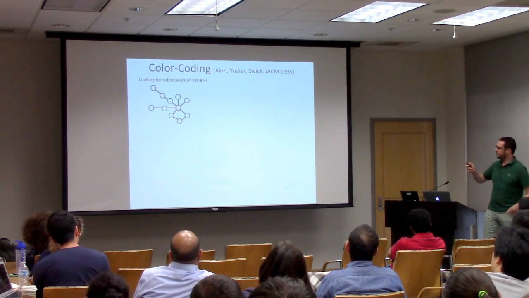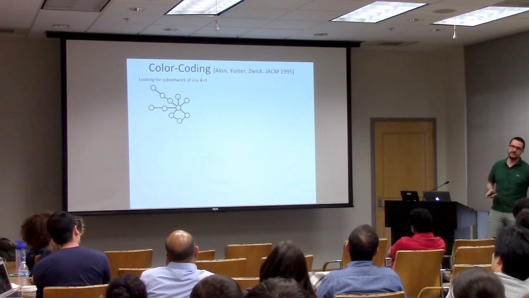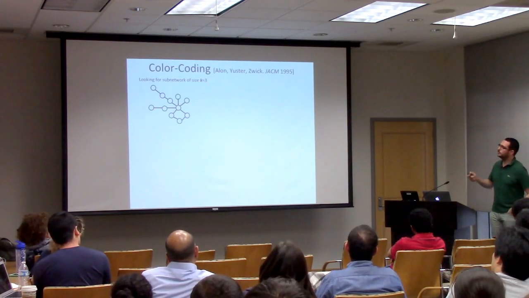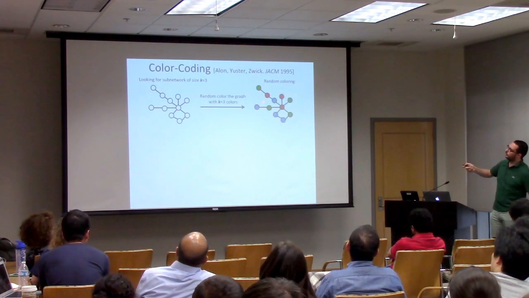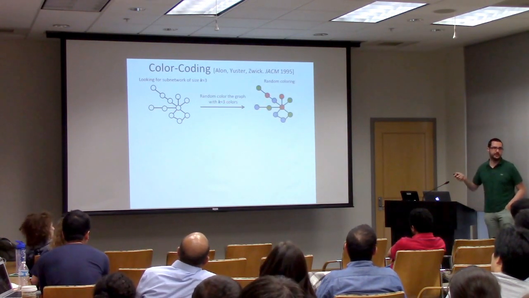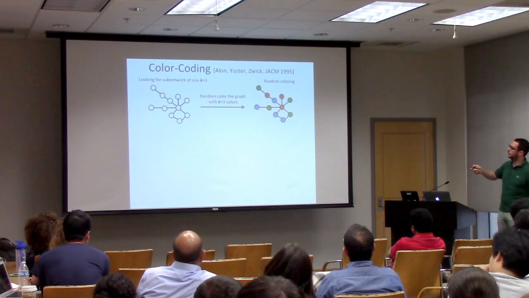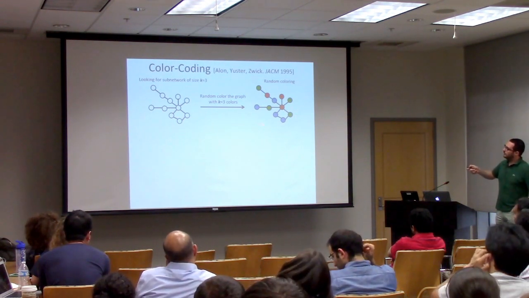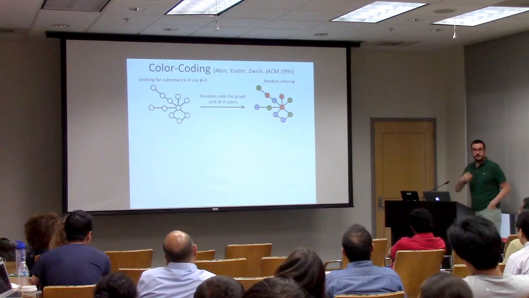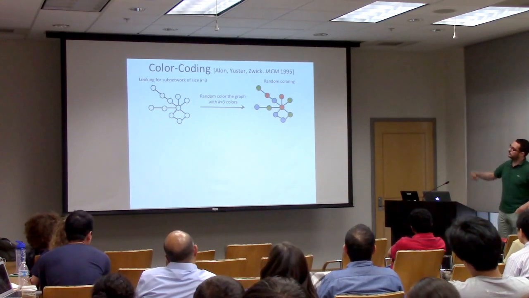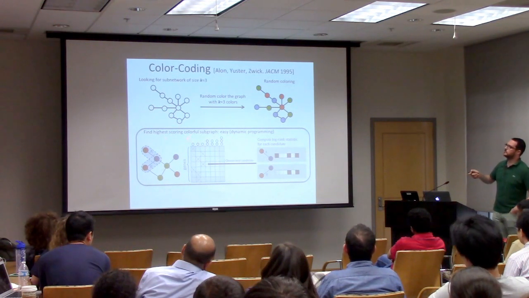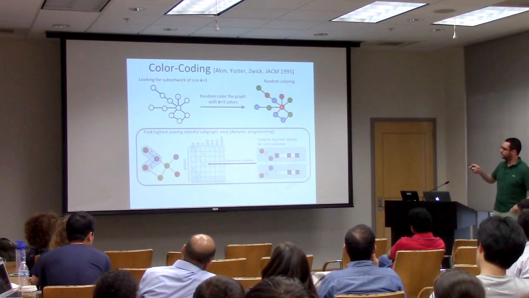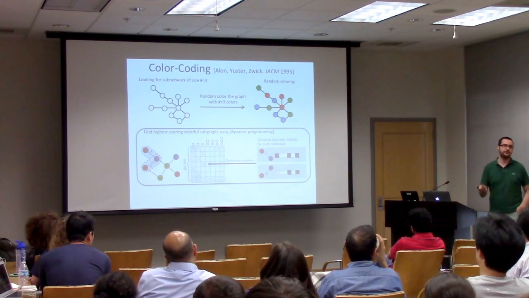And you want to find a subnetwork with k vertices that maximizes the function. One approach to solve this problem is to randomly color the graph using k colors. So each vertex takes a random color among k. Now I have a colored graph, and the reason this is a good idea is that finding the highest scoring colorful subgraph in this graph is now easy.